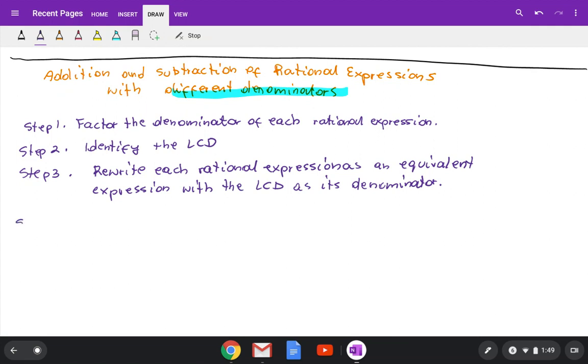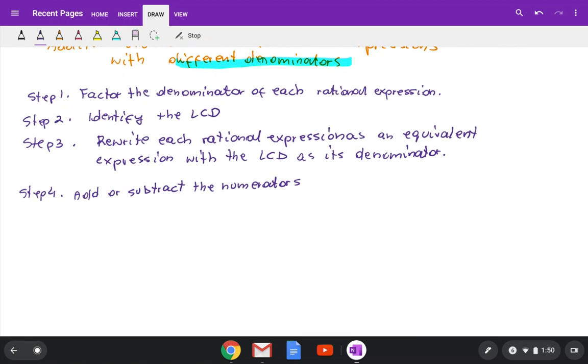Step 4. Add or subtract. Of course, depends of the problem. The numerators and write the result over the common denominator.